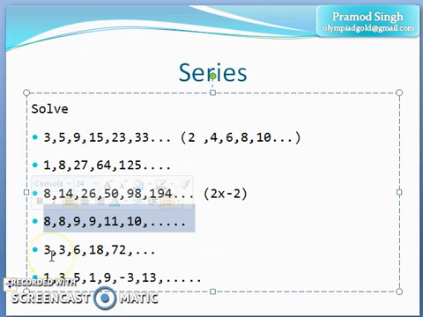I mean, first it is equal, then the difference is 0, then difference 1, then again 0, then 2, then minus 1. If that many kinds of changes are happening, it means it cannot be a single series, it must be a mix of series. So let's take the numbers.